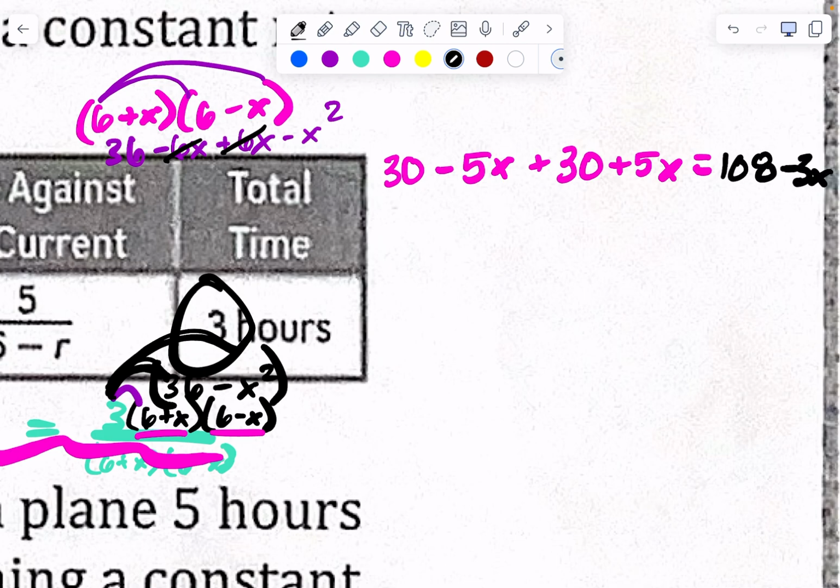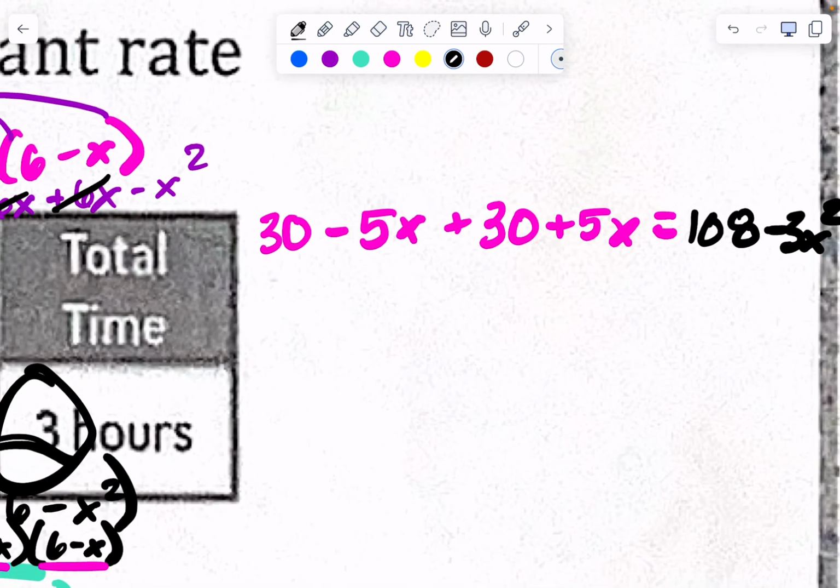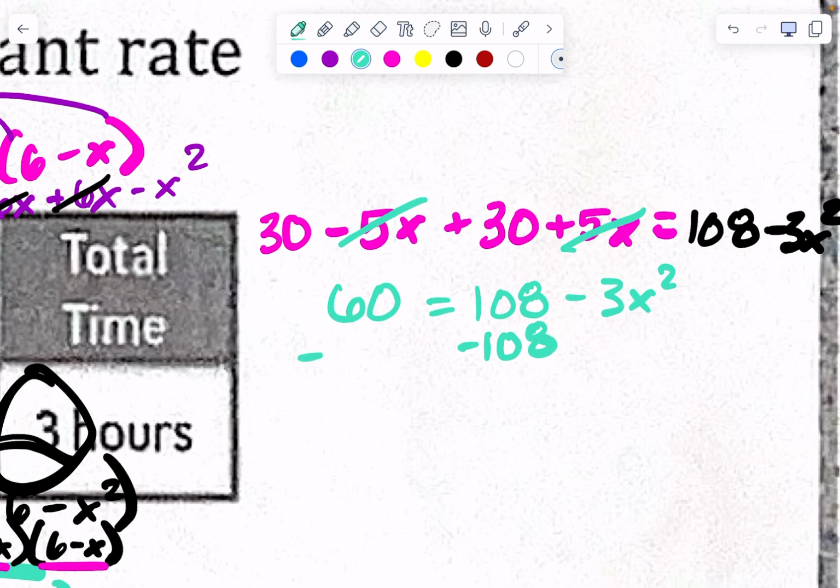Okay, we're getting closer. Now we're at this point because my bottom is gone. Can the 5x's go away? 60 equals 108 minus 3x squared. Okay, we're almost there. Subtract 108. Negative 3x squared equals negative 48.